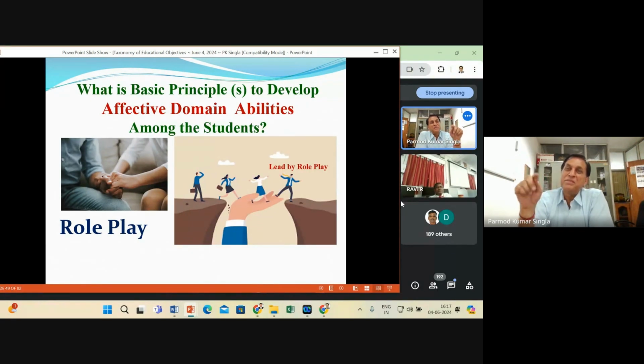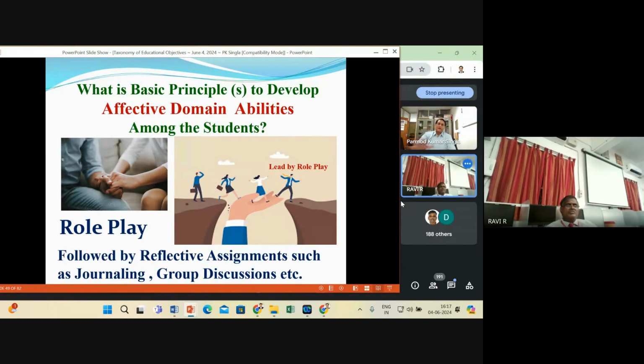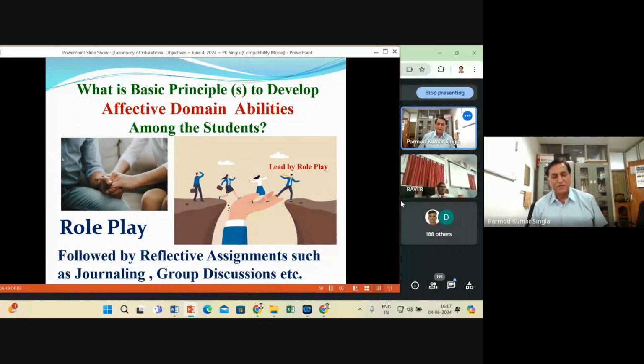Demonstrate it by burning yourself. Any value you want to teach, you have to execute in your own life first. You have to put it in your own life. Merely giving sermons will not do. You have to walk the talk and then give them, as one of the ma'am mentioned, a reflective assignment such as journaling and group discussions.